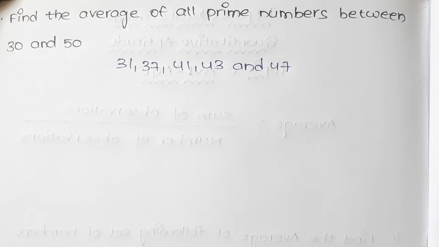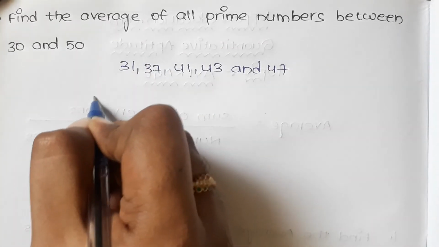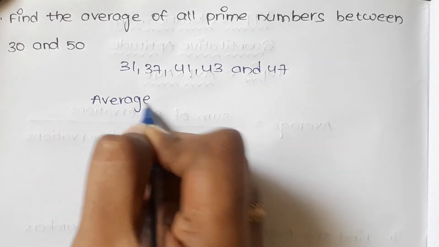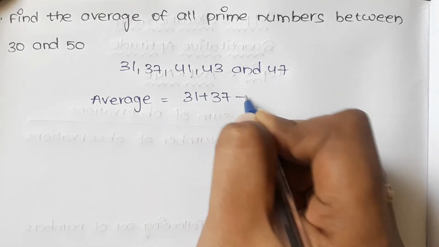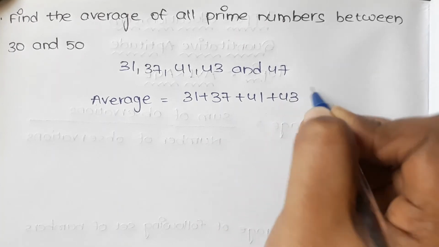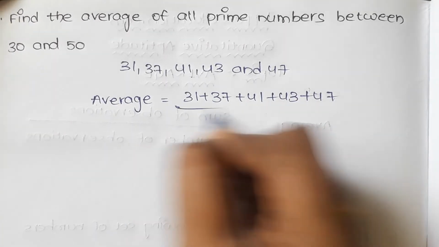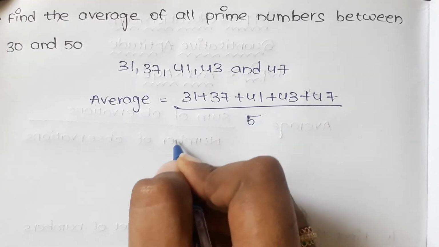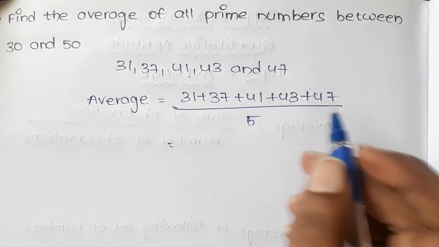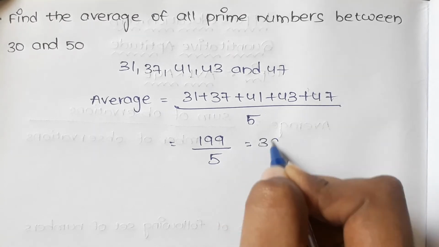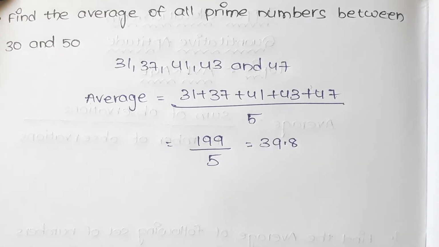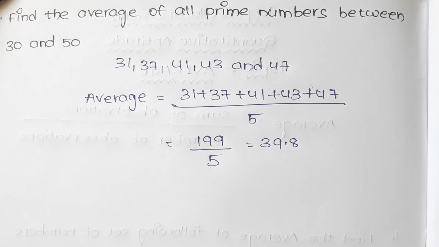Now here we have 5 observations, and now to find the average, sum of the observations by number of observations, that is 37 plus 31 plus 41 plus 43 plus 47 divided by 5 observations, and the sum of these 5 is 199, divided by 5, that equals 39.8, and the average for these prime numbers between 30 and 50 is 39.8, and this is the another model. And now let us see the fourth one.